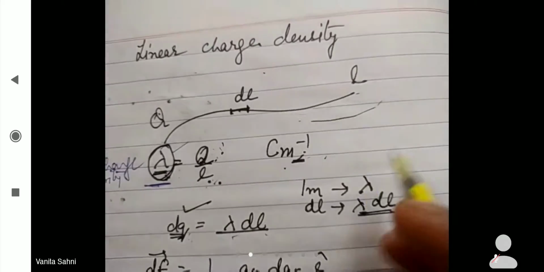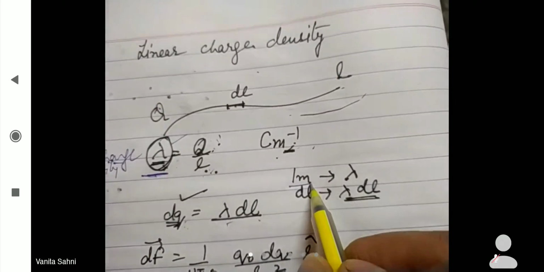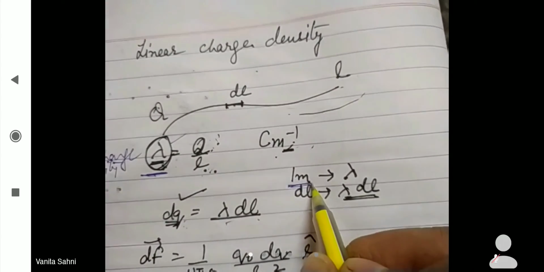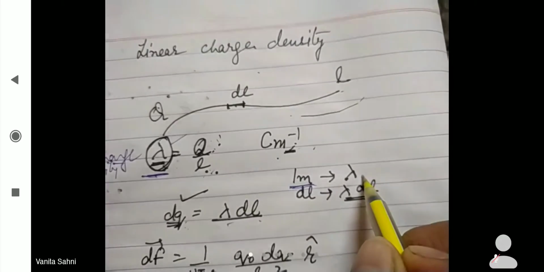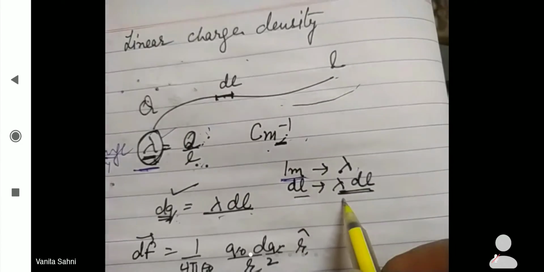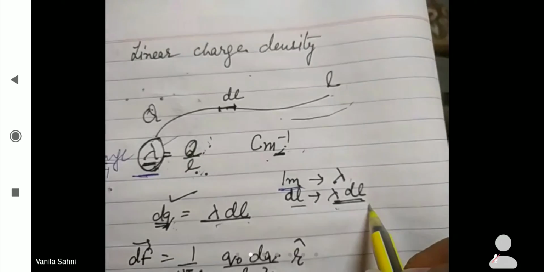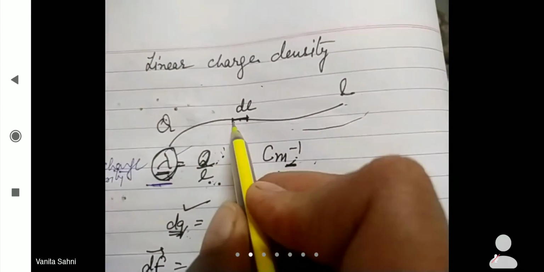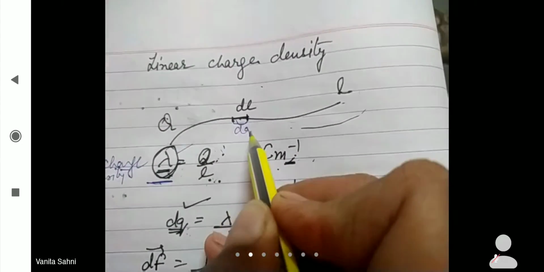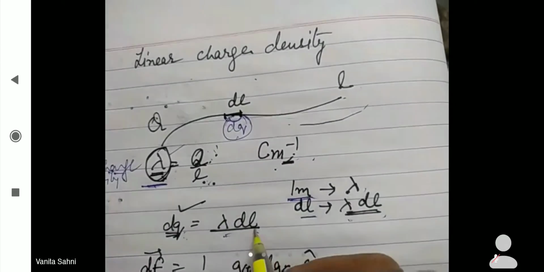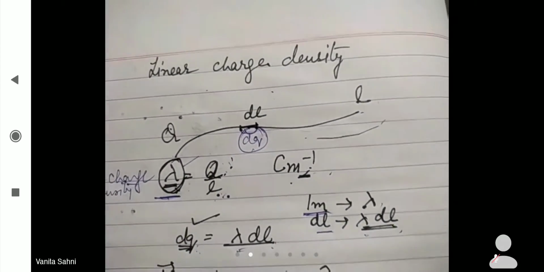So you have to conceive it like this. If 1 meter or unit length has charge lambda, then dl length will have charge lambda into dl. So this is the charge on this small element, dq, right? dq is lambda into dl. Rest everything is the same.